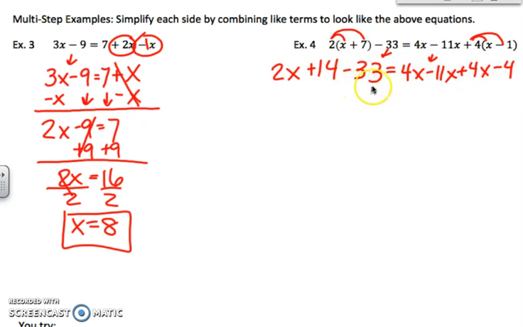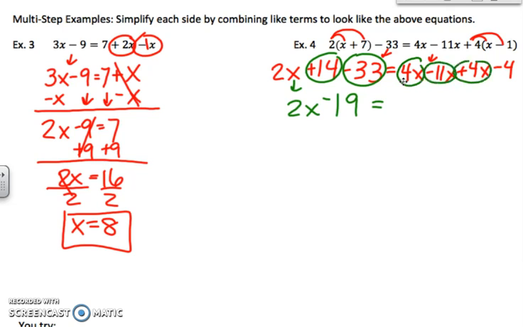So now I need to combine like terms. I need to look on the left side. I can combine these two constants or numbers. Okay, when I combine those, I would get -19. So let me bring down this 2x and that equal sign. All right, looking at the right side, I see lots of x's, so let me combine all of those terms that have an x. So 4x minus 11 and plus a 4. So that's going to give me a -3x. And then I just need to bring down that -4.